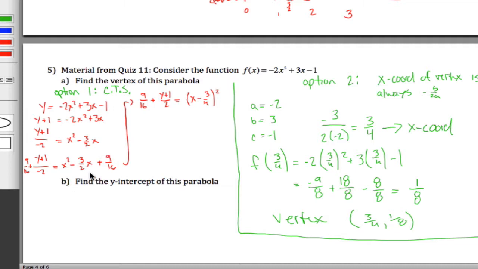If you FOIL this all out, you get this. An easier way to know is this perfect square will always be x plus b over 2, so negative 3/2 divided by 2 is negative 3/4. So x plus negative 3/4 is x minus 3/4. If you solve for y, what you'll have is what's called the vertex form of this parabola. So y plus 1 over 2 is equal to x minus 3/4 squared minus 9/16. And if you multiply by 2, you get 2 times x minus 3/4 squared minus 9/8.